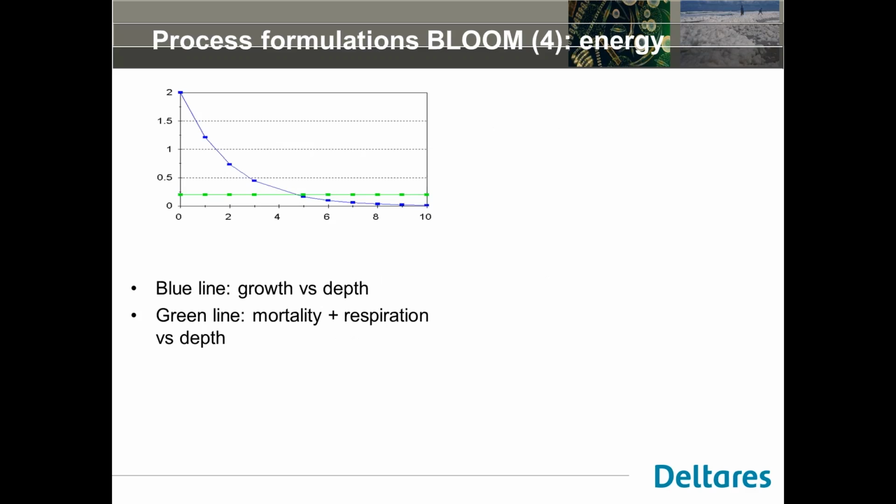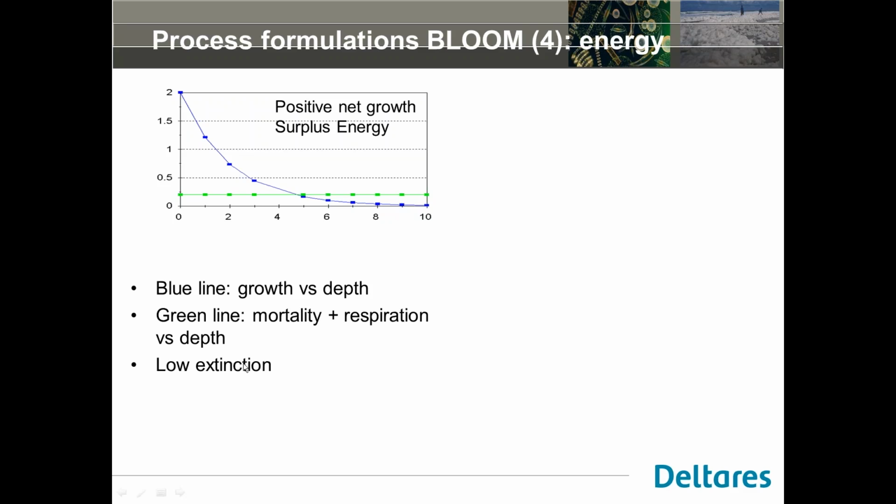So what does this mean? To illustrate this, I've included a graph over here showing on the x-axis the depth and on the y-axis the growth rate or the loss rates. So the blue line is the growth rate and the green line is mortality plus respiration.